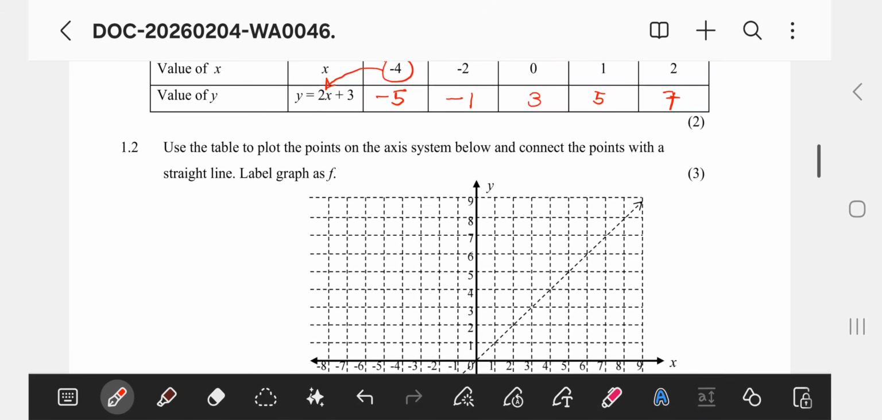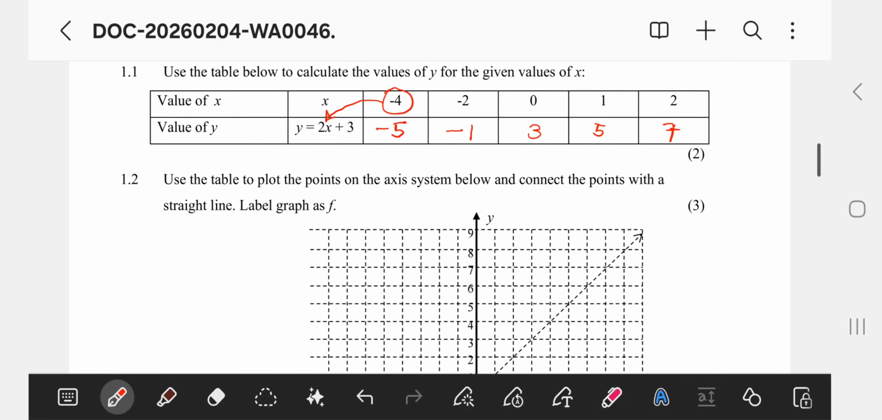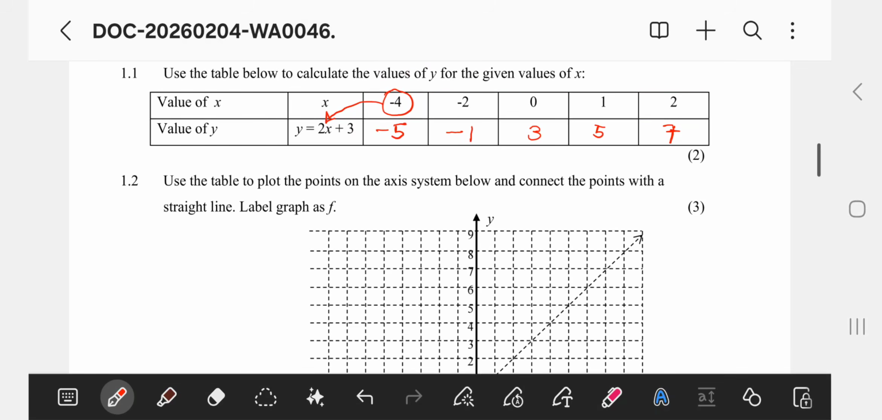And 1.2 says, use the table to plot the points on the axis system below and connect the points with a straight line. So before I do that, I just want to show you as coordinates, this is what we would have, okay? So the first set would be negative 4 and negative 5, negative 2 and negative 1, 0 and 3, 1 and 5, and then 2 and 7.